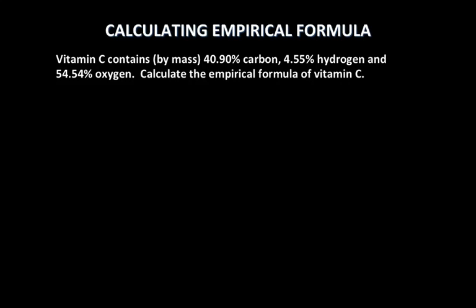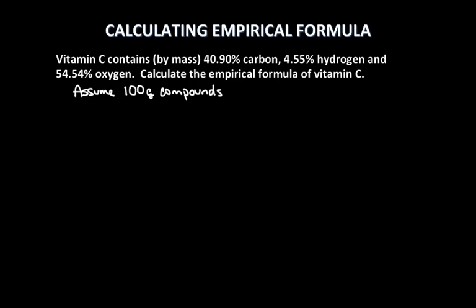This video is going to cover how to calculate the empirical formula for a compound when you know the percent composition of all the elements involved. In this example we have vitamin C, which is 40.90% carbon, 4.55% hydrogen, and 54.54% oxygen. And the first thing we're going to do is assume that we have 100 grams of compound. So that will get us from percentages to masses.